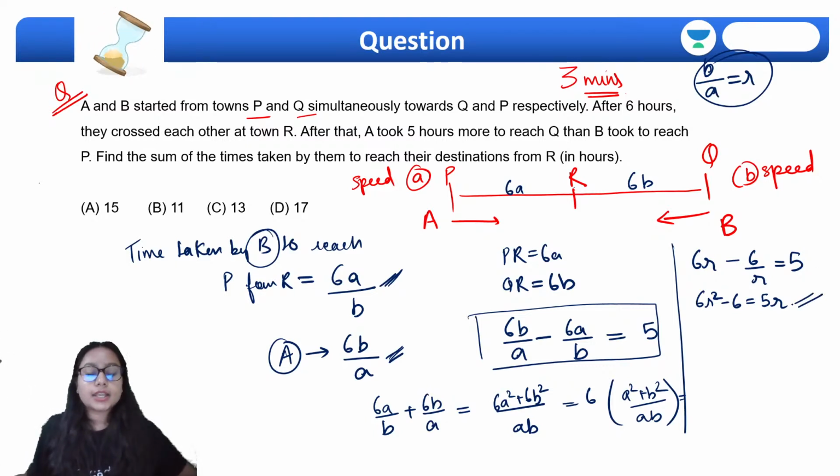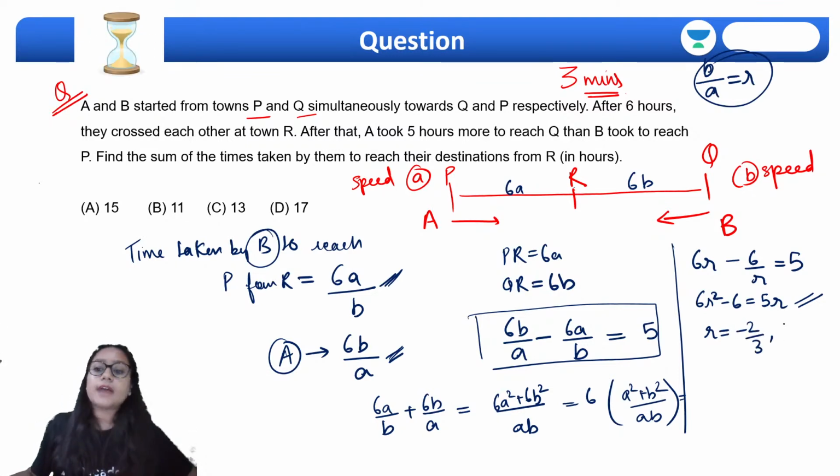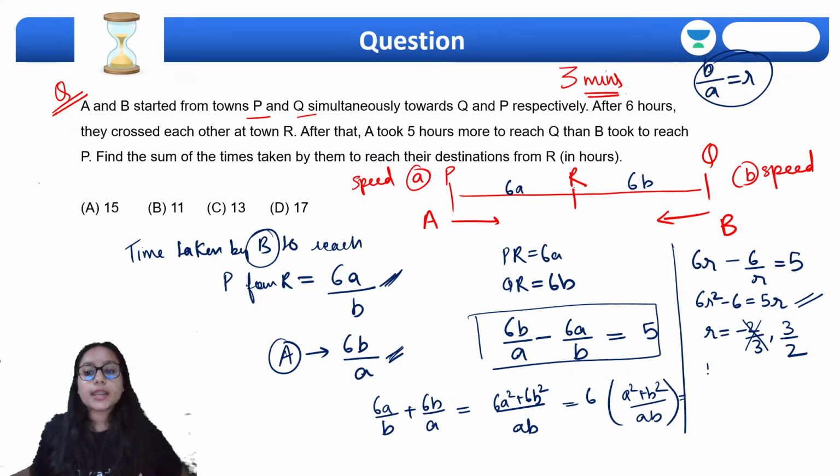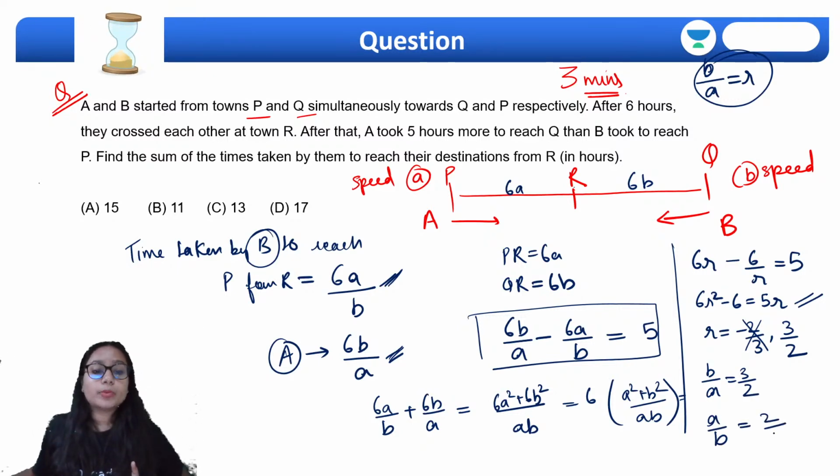Please solve this quadratic equation. You will get two values of r. One value will be minus 2 by 3, the other value is 3 by 2. Now a negative value can't be the value of r, because these are speeds. So r is equal to 3 by 2. So b by a is 3 by 2. So what will be the value of a by b? This will be equal to 2 by 3.